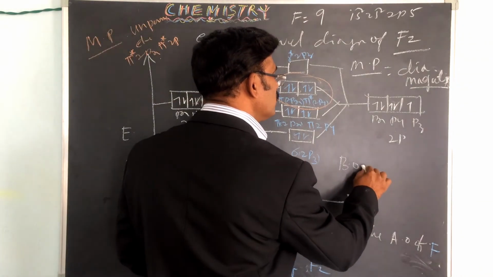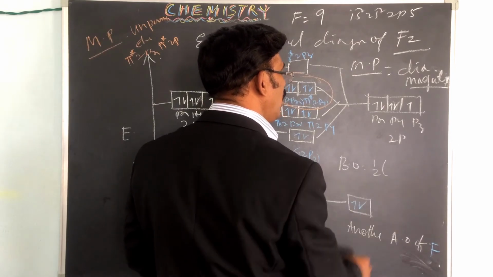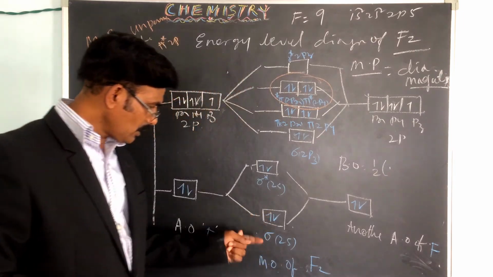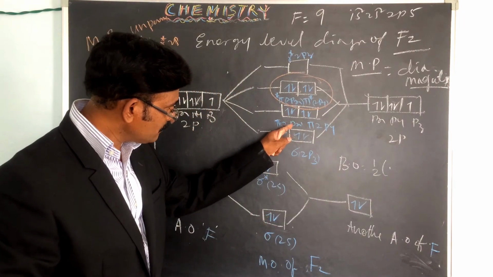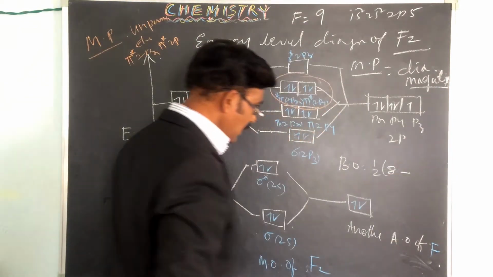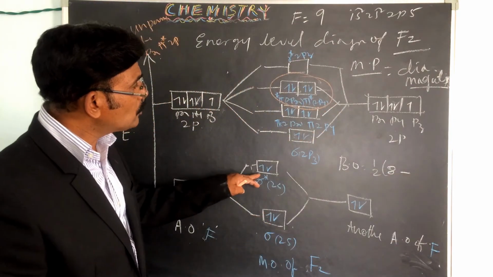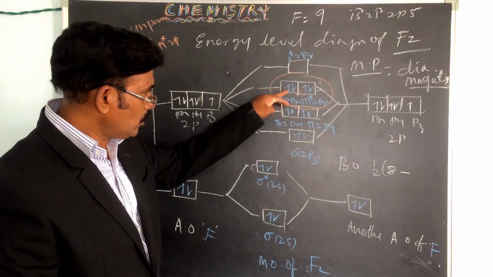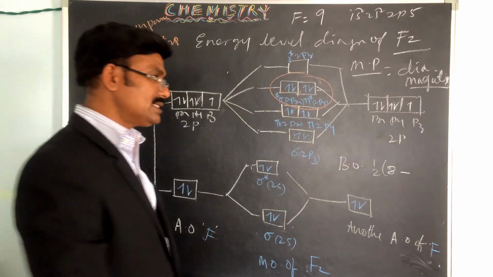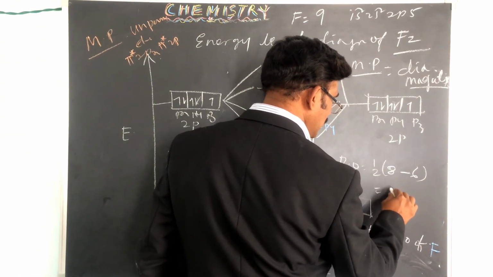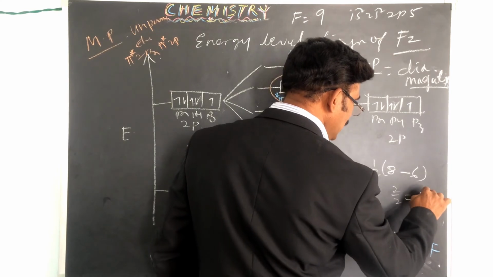Bond order is half into the difference. So how many bonding and anti-bonding? Bonding is how many? 2, 6, total 8. 8 bonding electrons. And anti-bonding electrons are 2 here, 2 here, 2, total 6. 8 minus 6 is equal to how many? 2 by 2, only 1.